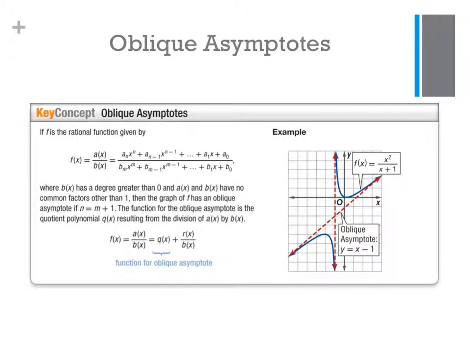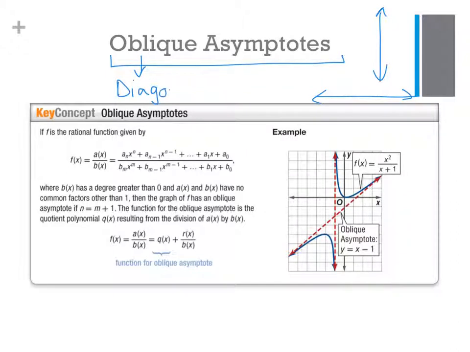Okay, so we need to discuss another type of asymptote here. We need to discuss what an oblique asymptote is. We've already discussed what a vertical asymptote is. Vertical asymptote goes up and down. Horizontal asymptote goes side to side or horizontal. And an oblique asymptote is diagonal.